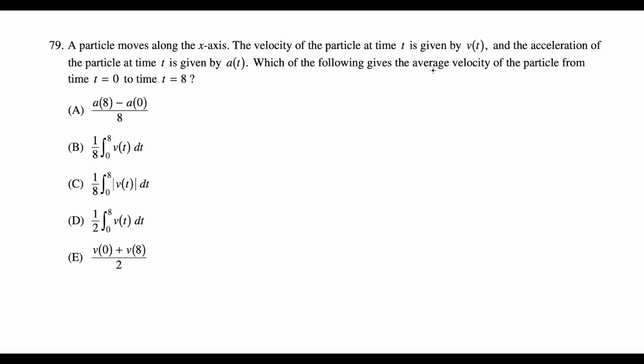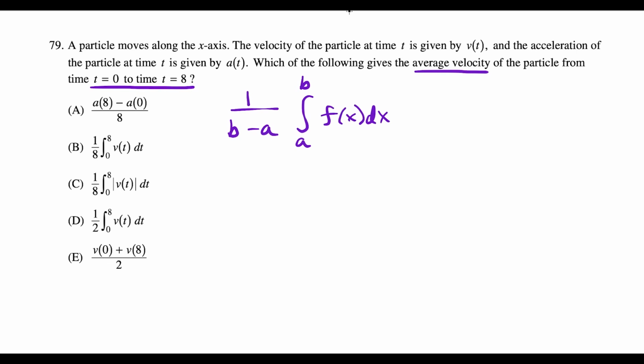So for question 79, we're looking for the average velocity of the particle from t equals 0 to t equals 8. And for this question, we have to know this formula, the average function value formula, which is 1 over b minus a, integral from a to b of f of x dx. And this tells you the average value of f of x.